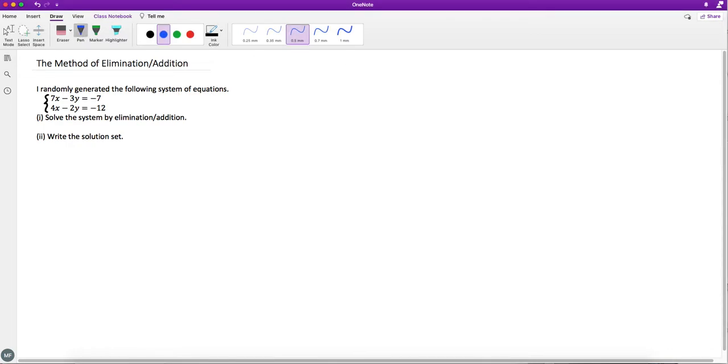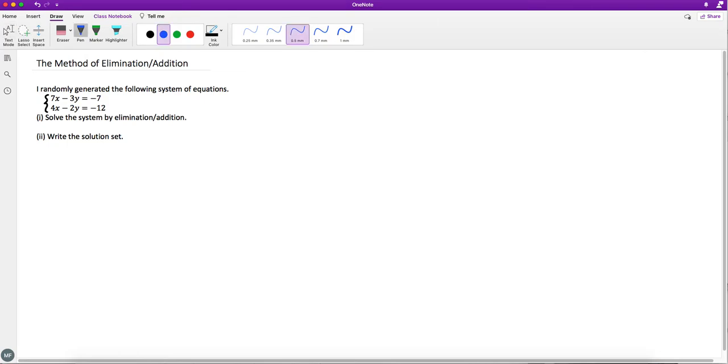Howdy, howdy, howdy. Today I want to talk about the method of elimination, also called the method of addition, for solving systems of linear equations. In this case, we have a system of two linear equations in two unknowns. I want to talk about also why the elimination method works. I'm going to use elimination more than addition because that's a more common word that we'll use.